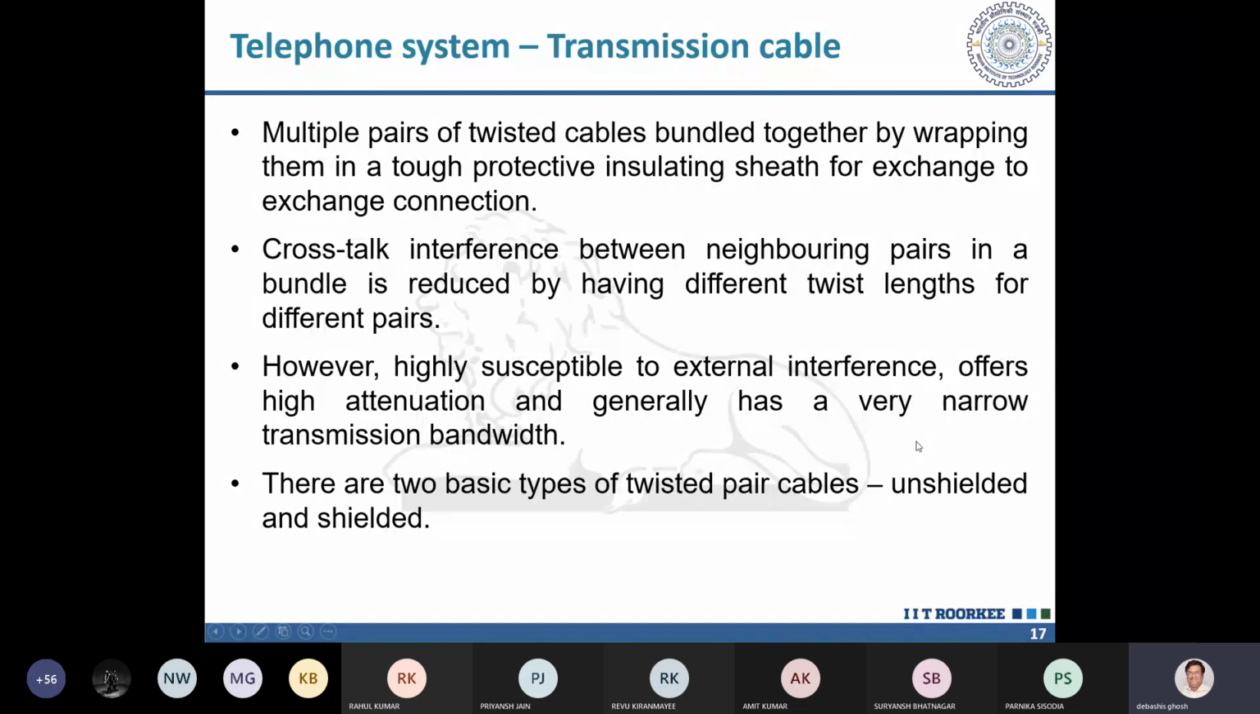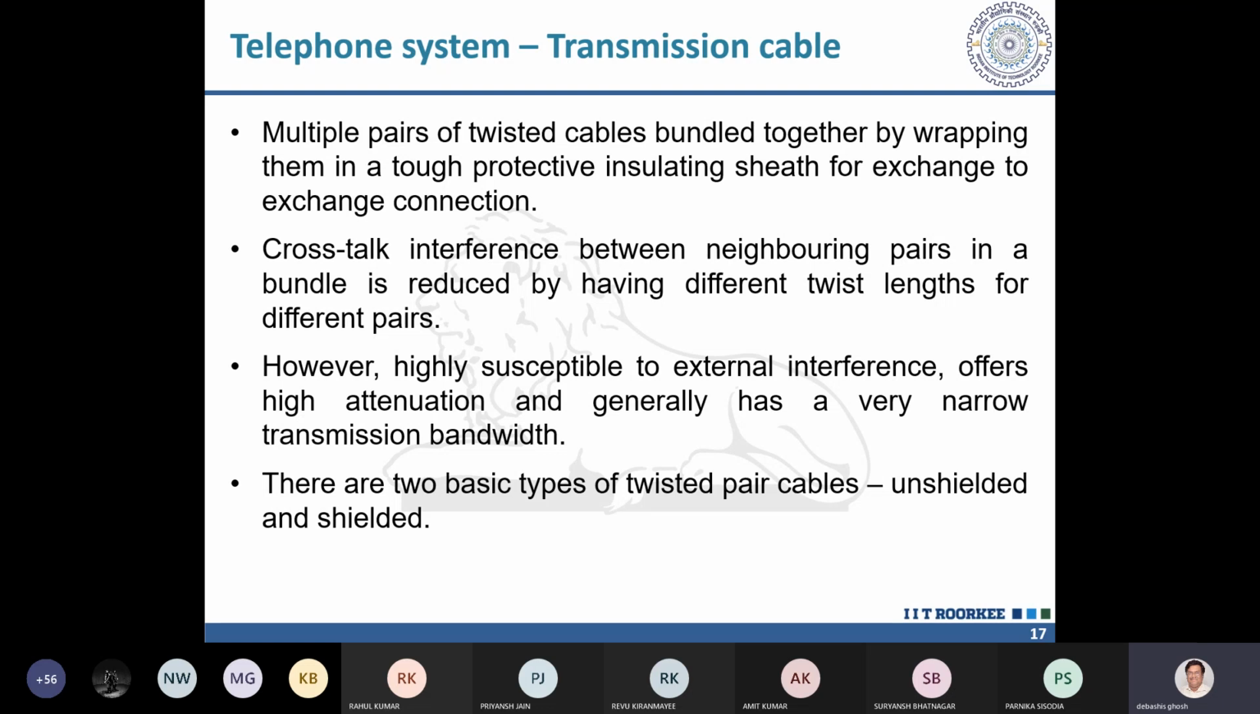Then, since it is a long distance, there will be high attenuation. The signal value will come down, there will be loss, and hence the signal amplitude and power will come down. They also offered a very narrow transmission bandwidth. They were good for a 3.4 kilohertz voice signal. But suppose I also want to listen to some music from the other end, or some high frequency sound, I cannot hear it. So that was the problem.